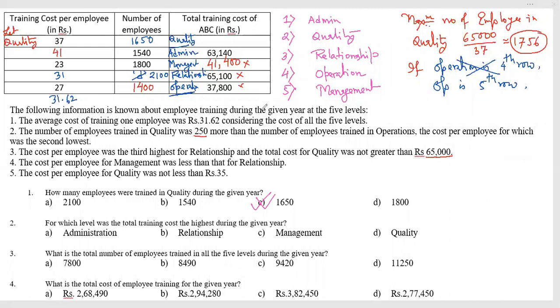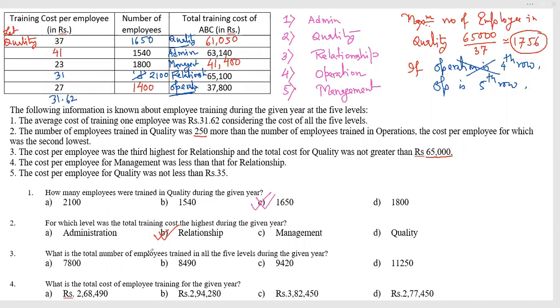Now second question: for which level was the total training cost the highest during the given year? Total cost in quality, after the product, comes as 61,050. So our answer for this: the total training cost highest in the given year was relationship. So the answer is option B, relationship.